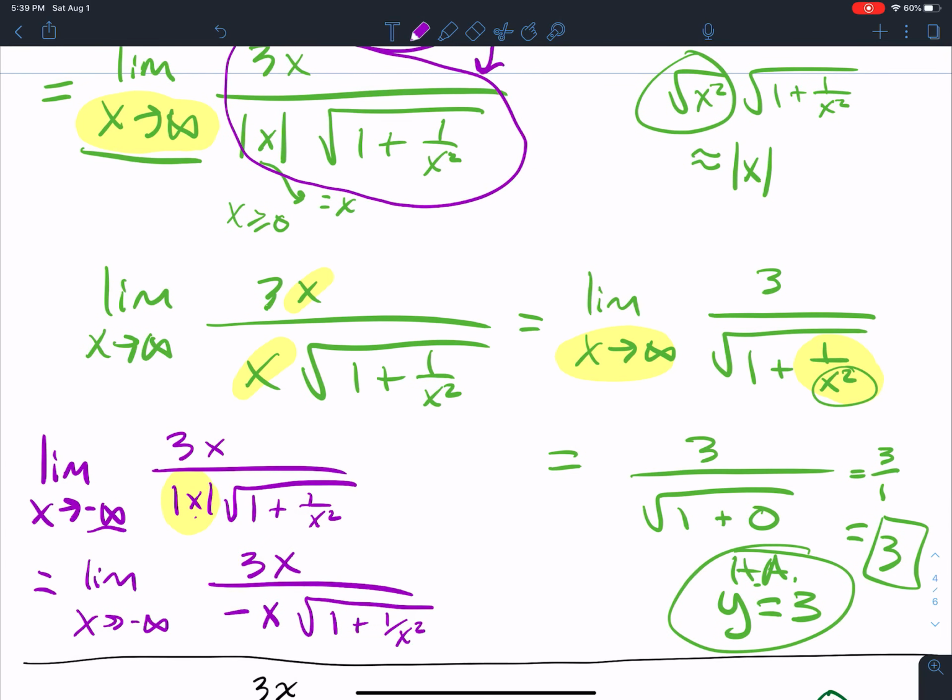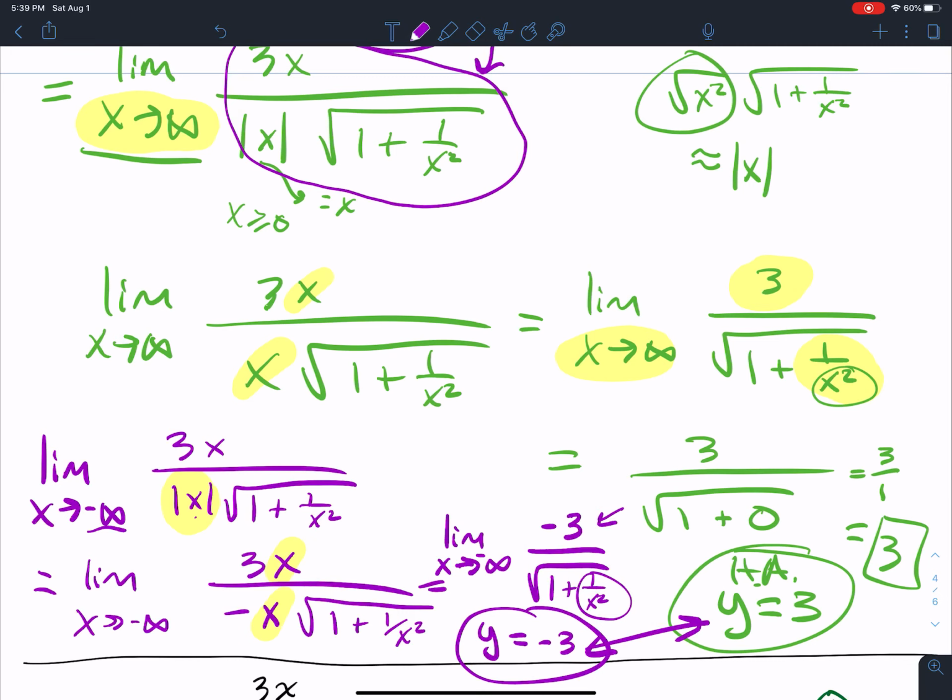Now, when I see here, x's cancel again, but I have a positive and a negative number, so the only difference is now instead of a positive 3, I'm going to have a negative 3. So I have the limit, I'm running out of room here, as x goes to negative infinity of negative 3 over the square root of 1 plus 1 over x squared. This denominator still works out the same way. The only difference is the numerator is negative 3. So y equals negative 3 is another horizontal asymptote. Okay, so we have two horizontal asymptotes here.